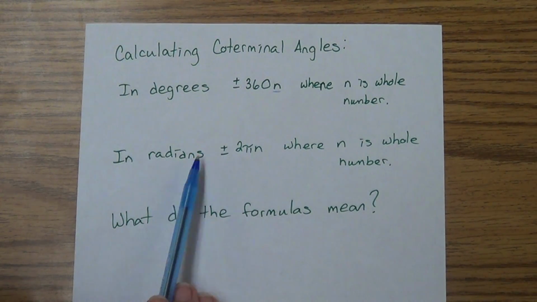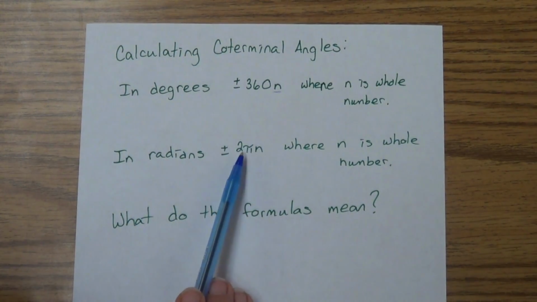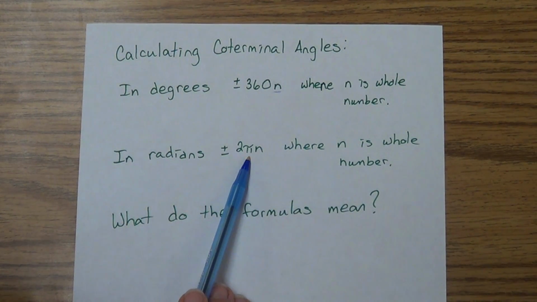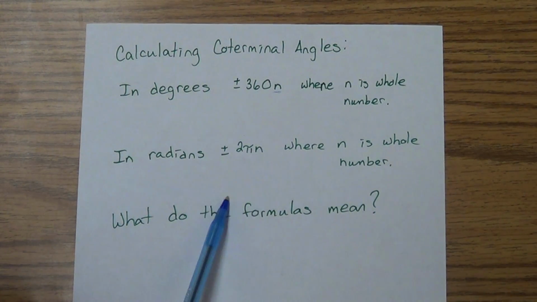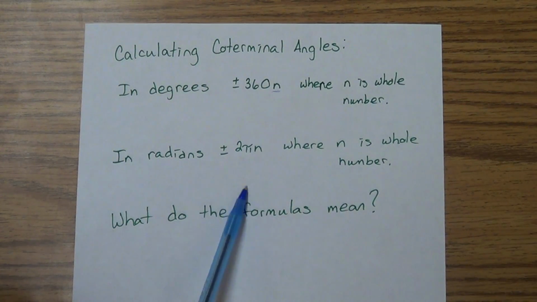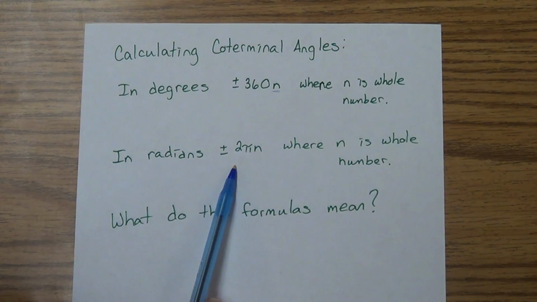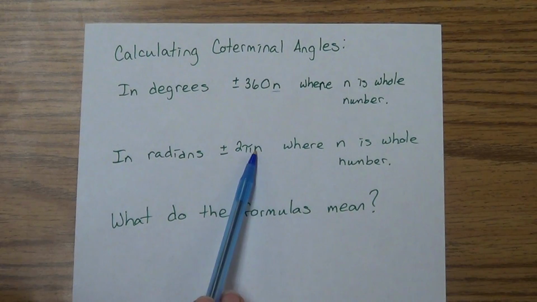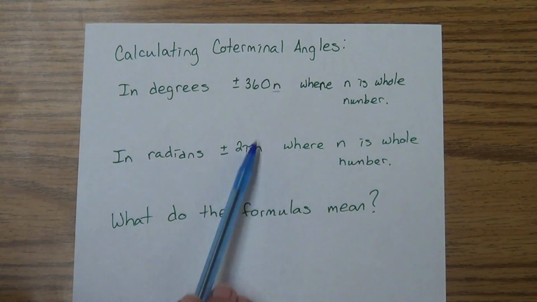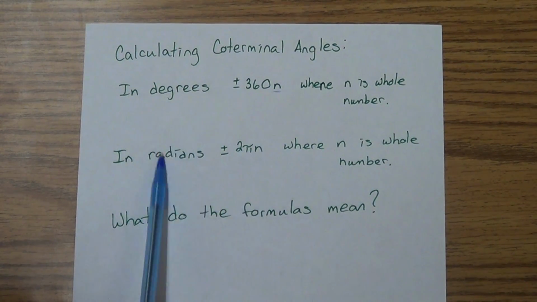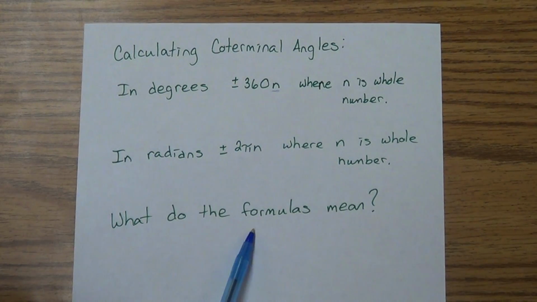If we're in radians, we're going to add and subtract 2 pi. Again, why 2 pi? Because 2 pi in radians is a whole circle. So if we add it, that's going to give us one direction. If we subtract it, that's going to give us another direction. And again, the n being the whole number. What do these n things mean? That just means I'm spinning around the circle.